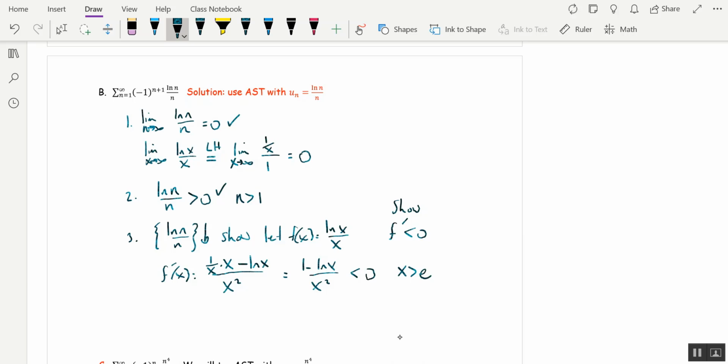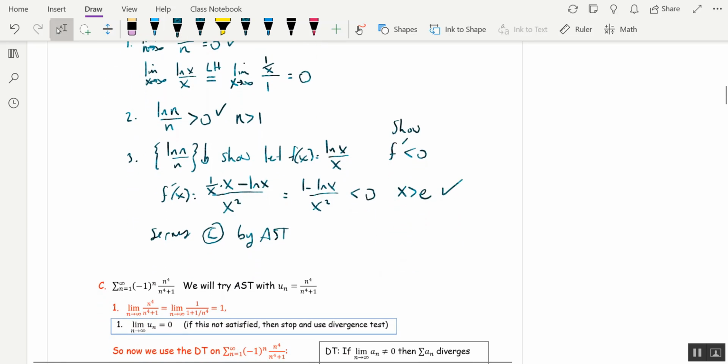So that's fine. e is 2.7. So as soon as n is 3 or more, we'll be fine. So that's a check. So our series converges by the AST. Okay, let's see what happens when condition 1 fails.